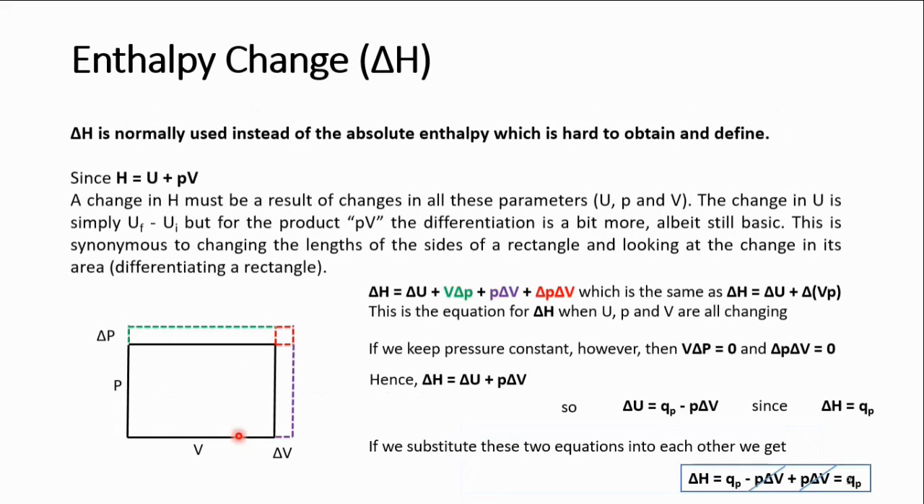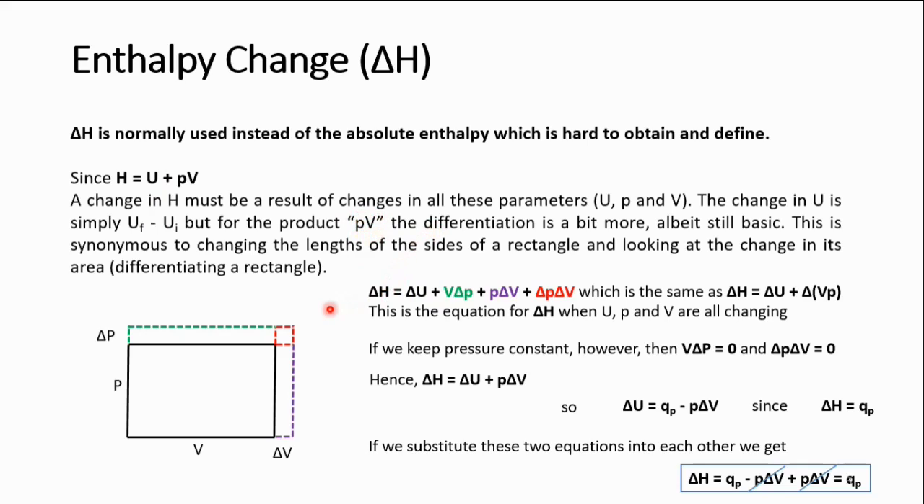Now, the fact is, most of the time, we don't use absolute enthalpy values. Instead, we look at enthalpy change, which is delta H. And so this expression, which says H is equal to U plus PV, must be differentiated. Now, to differentiate U is quite simple. It's just U final minus U initial. And so we can easily write delta U. So delta H is equal to delta U, but we must consider the differential of the product, PV.